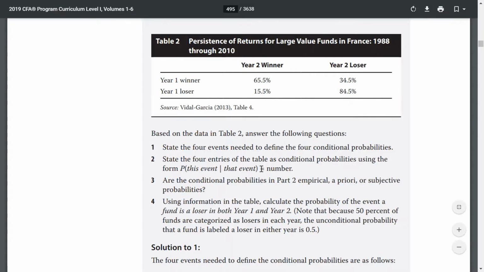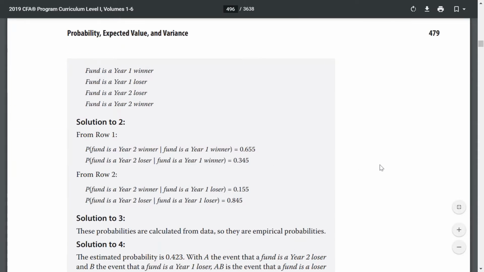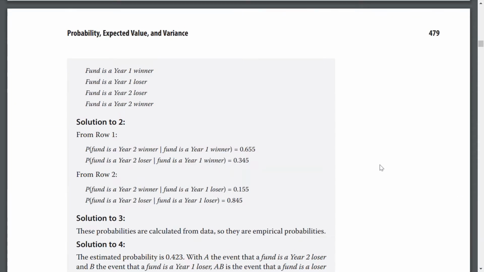Solution to 1. The 4 events needed to define the conditional probabilities are as follows: fund is a year 1 winner, fund is a year 1 loser, fund is a year 2 loser, and fund is a year 2 winner. Solution to 2. From row 1, the probability that the fund is a year 2 winner, given the fund is a year 1 winner, is 0.655.